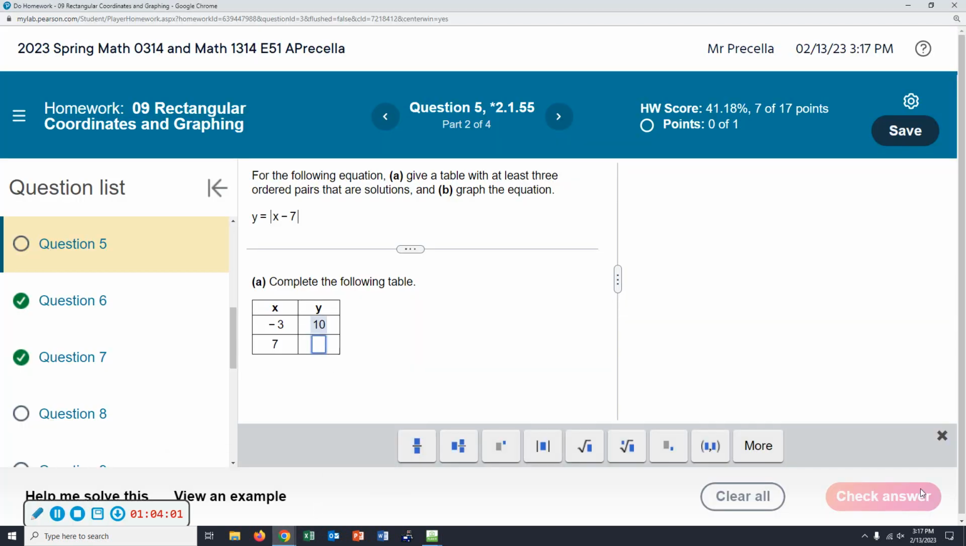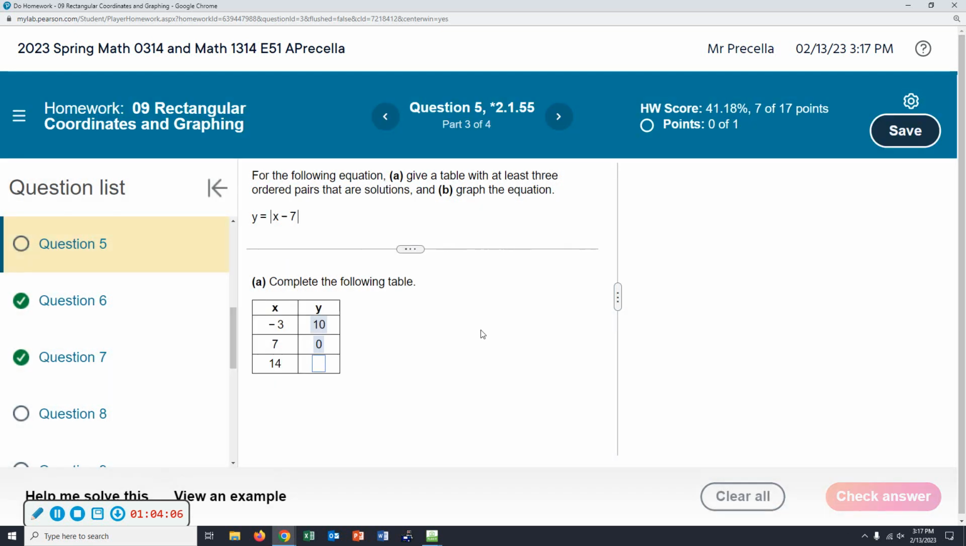Oh, wait, I didn't put the 0 in. You want me to do that so that you know I didn't mess up? And now a 14. Let's plug a 14 in for x. If I plug a 14 in for x, what am I going to get? 7. Yeah, I think you're right. 14 minus 7 is just 7. And the absolute value of 7 is just a 7.